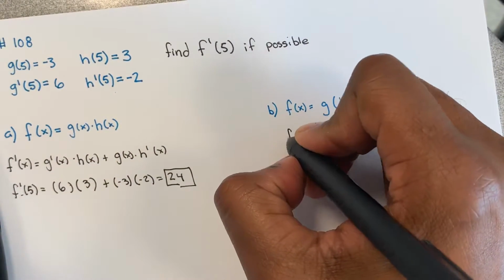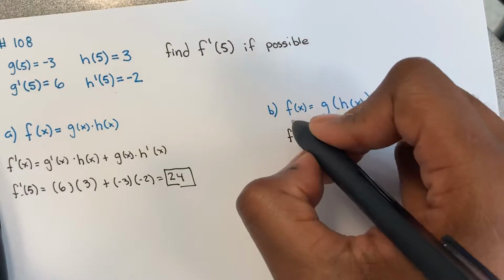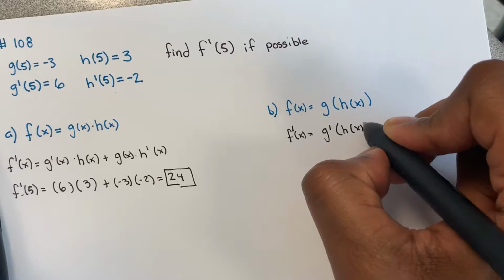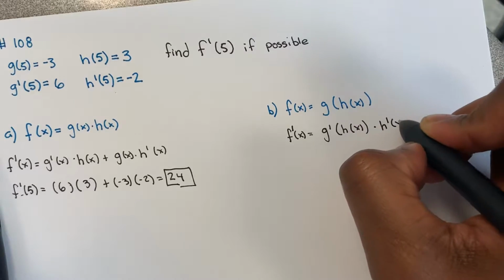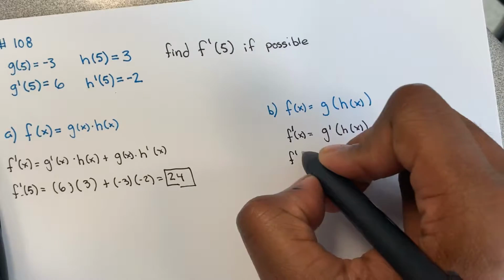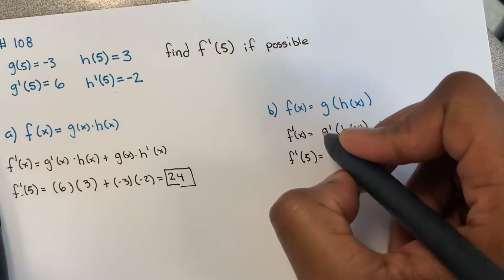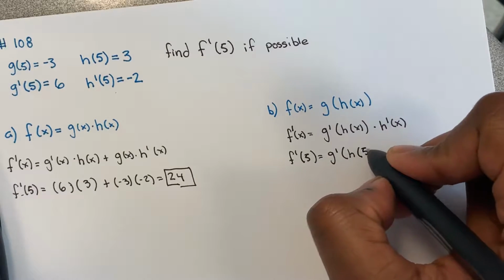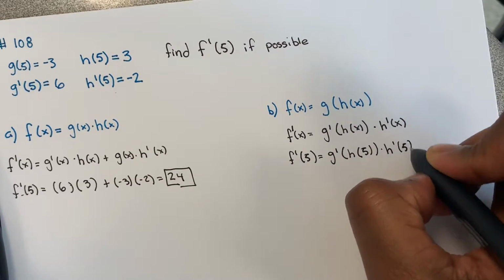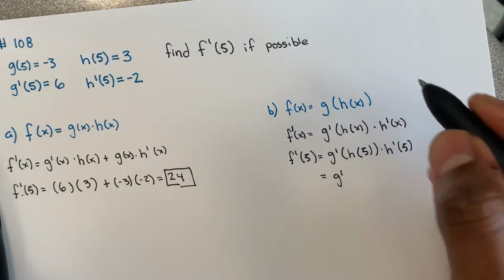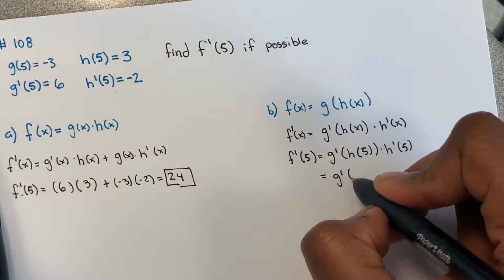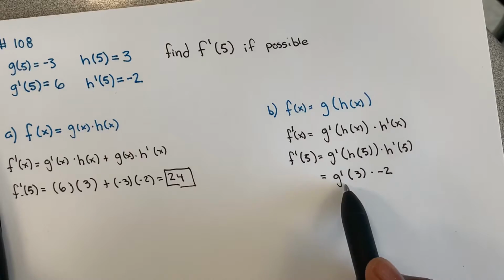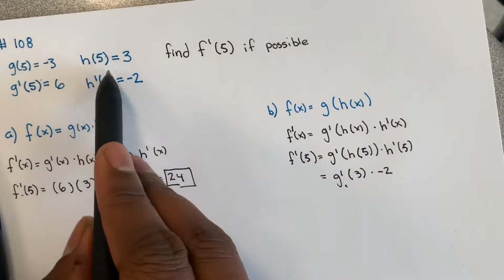So for B, f prime of x, so the chain rule is derivative of the outside, which is g prime of x, multiplied by the derivative of the inside, which is h prime of x. So f prime of 5 is equal to g prime of h of 5 times h prime of 5, which equals g prime of h of 5 is 3, so g prime of 3 times h prime of 5, which is -2. And so we don't know g prime of 3. We were only given this information.